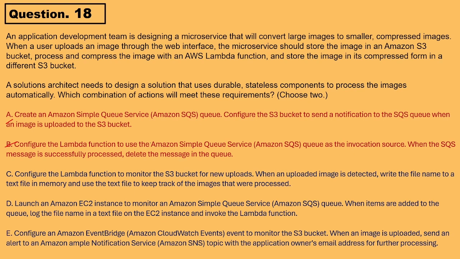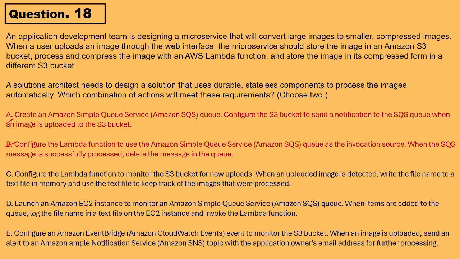And these two options are correct because of the keywords. We store the image in an Amazon S3 bucket, process and compress the image with an AWS Lambda function. This one is stated in the question itself. After that, durable is a stateless component to process images automatically.